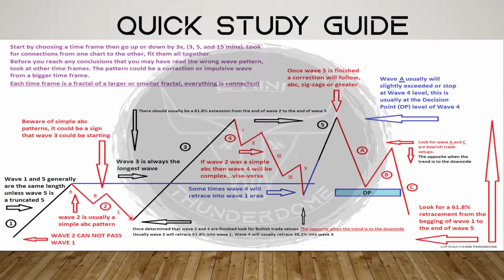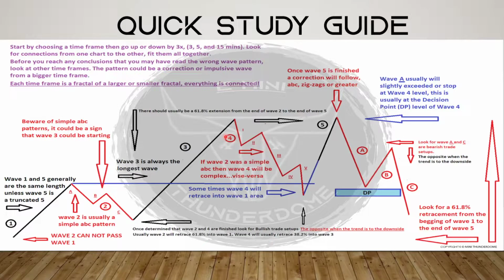This is the big money-making wave. In the example I'm going to show later, it is not the longest wave, but usually wave 3 will be longer than wave 1 and longer than wave 5. This is where you're going to make most of your money.